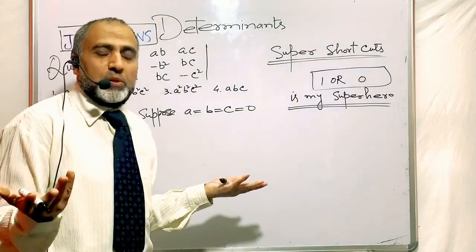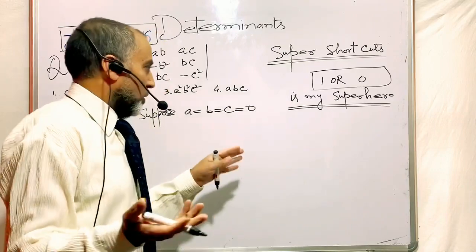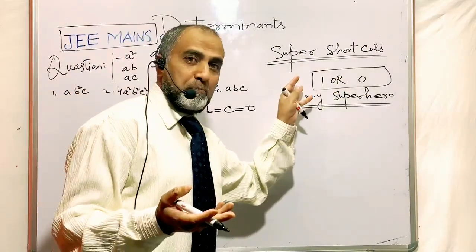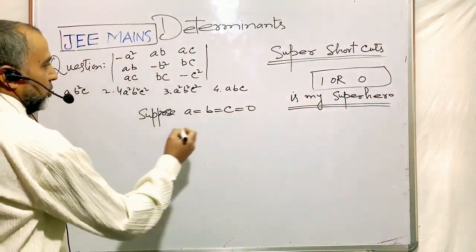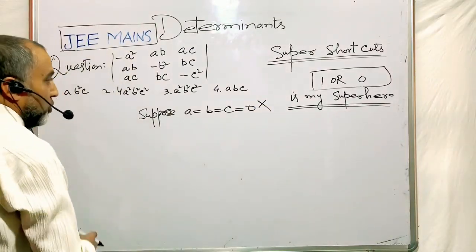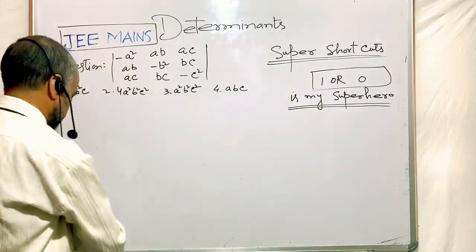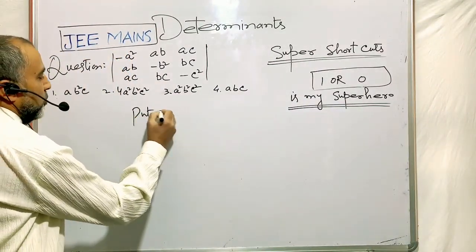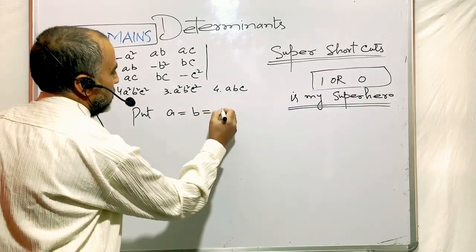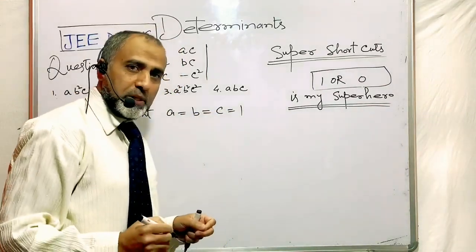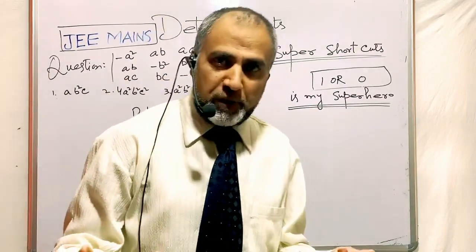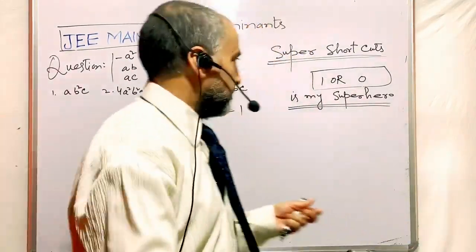So, ye kuch theek nahi lagta hai. So, we'll avoid 0. Ab hum 1 pe aayenge. Hum kya karenge? Koi ye theek nahi hai. We'll put A is equal to B is equal to C is equal to 1. Hum kya karenge? A ka value, B ka value, aur C ka value 1 denge.